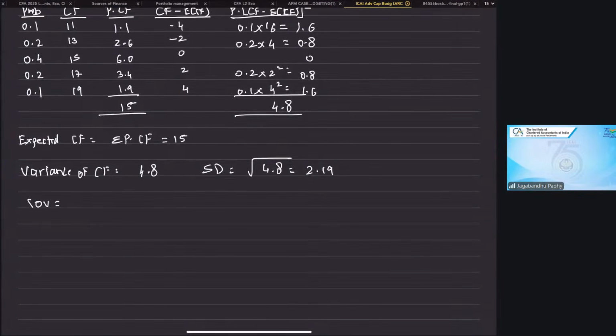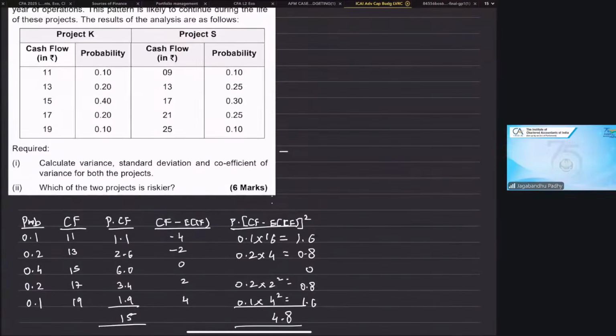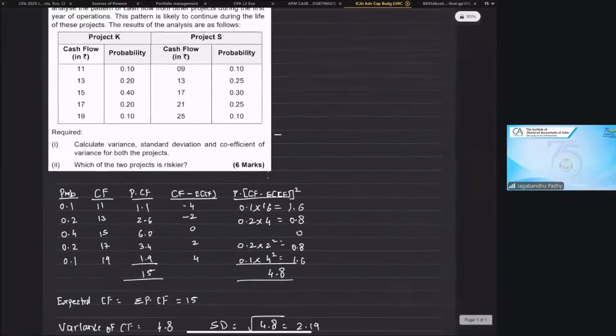Coefficient of variation is standard deviation upon expected cash flow. Standard deviation is 2.19 divided by 15. That is 0.146, or you can call it 14.6%. So 14.6% is the coefficient of variation. This is for the project K. Now, can we calculate similarly for project S?